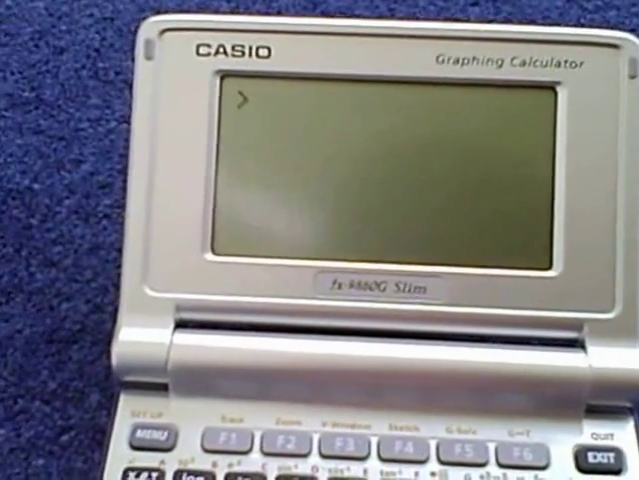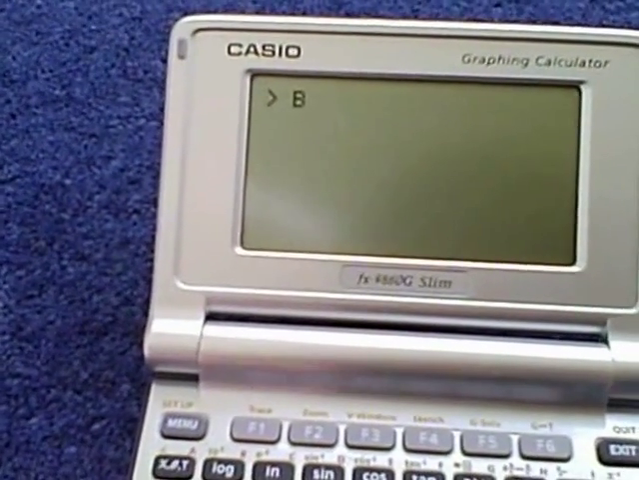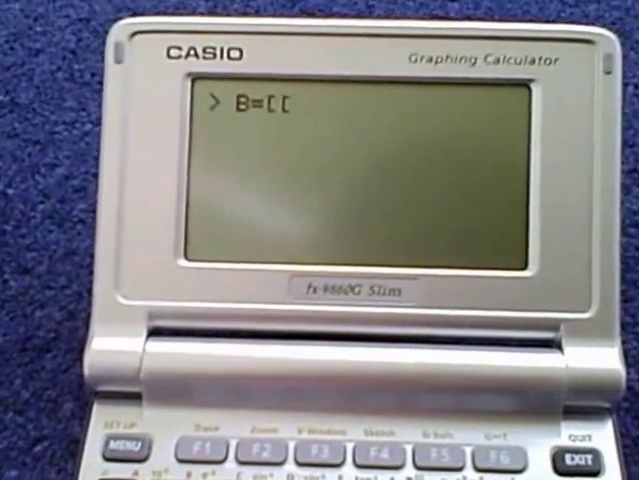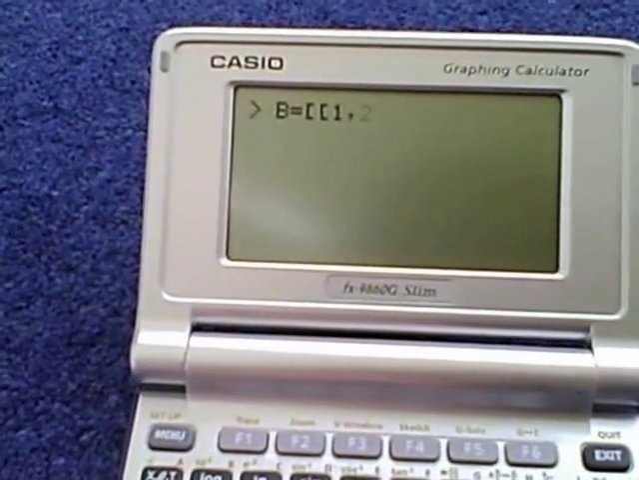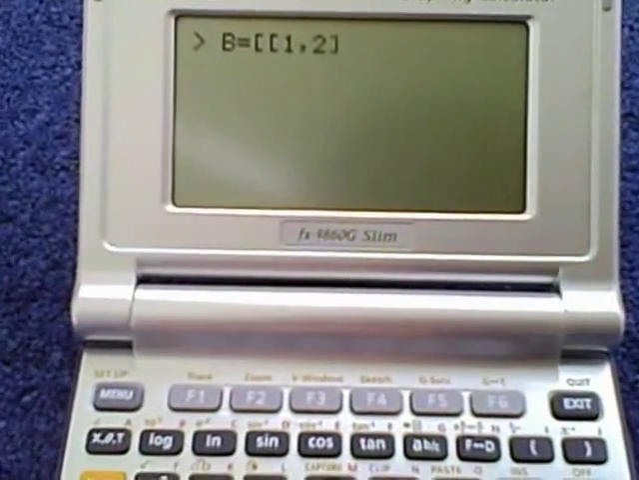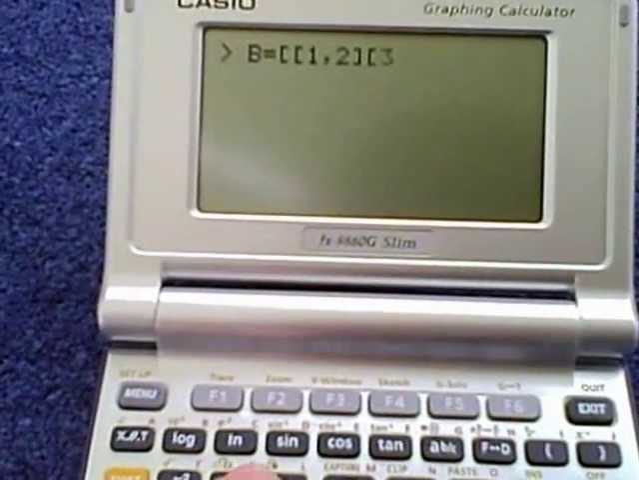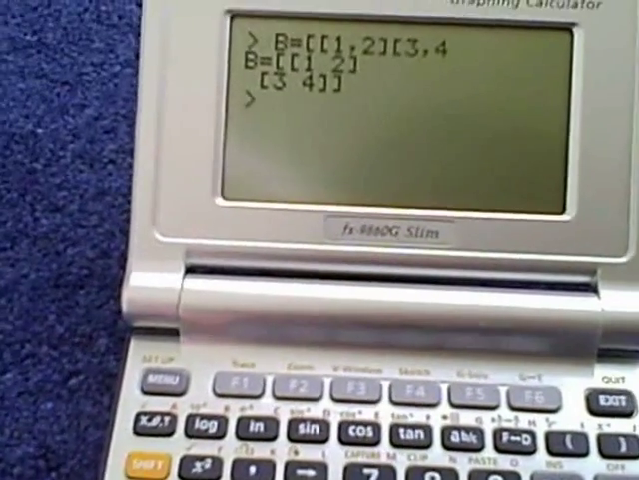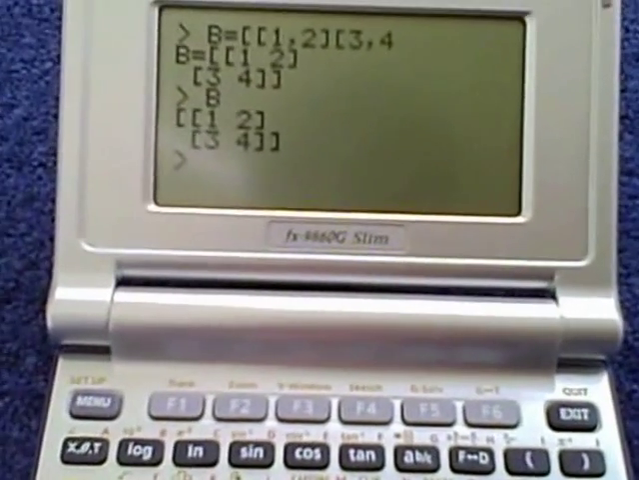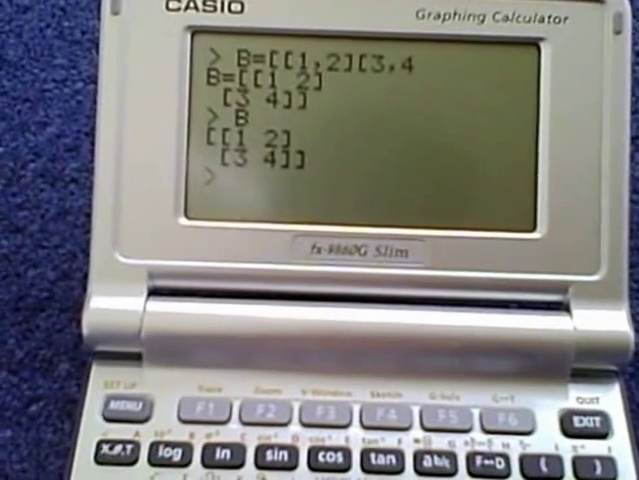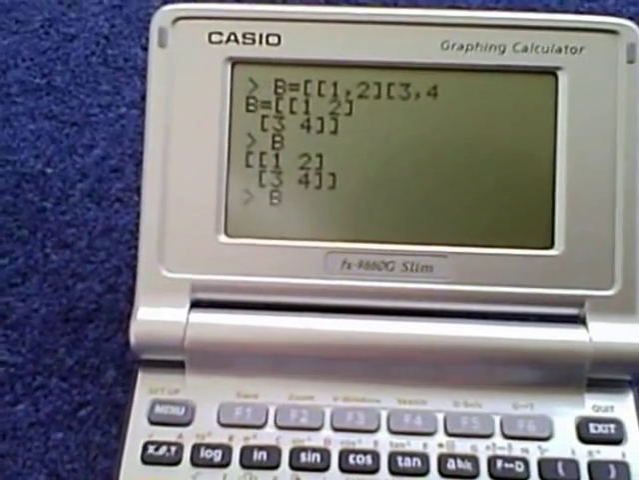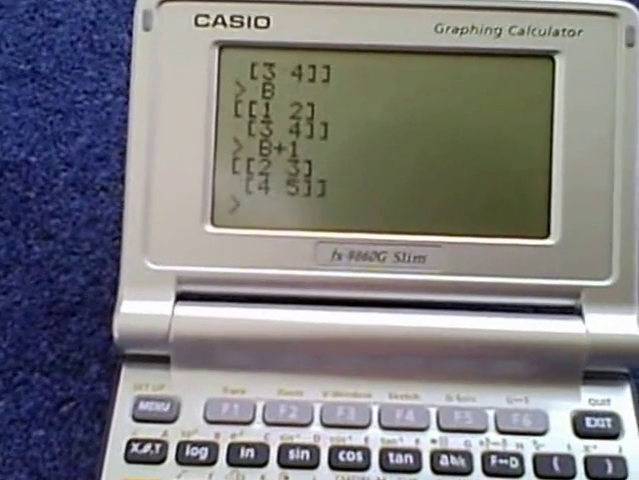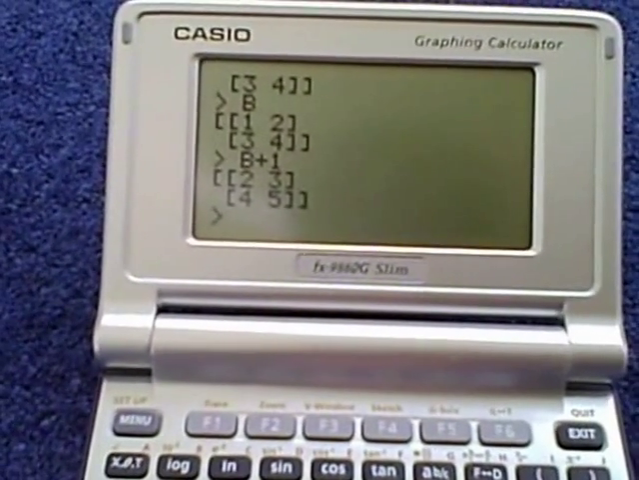So to enter a matrix, we'll assign it to B. B equals, we have 2 brackets, 1, 2, close bracket, 3, 4. This is the matrix 1, 2, 3, 4. Now exactly the same as with all other terms, we can multiply and divide. So for example, B plus 1, we'll just add 1 to all the elements of B.